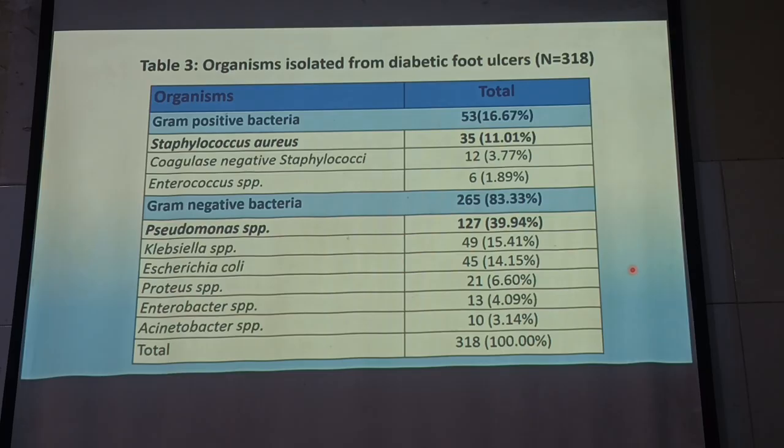Among Gram-positive bacteria, Staphylococcus aureus was the most common, found in 11.01%, followed by coagulase-negative Staphylococci and Enterococcus species. Among Gram-negative bacteria, Pseudomonas species was the most common, found in 39.94%, followed by Klebsiella species, found in 15.41%, E. coli 14%, Proteus 6%, Enterobacter around 4%, and Acinetobacter around 3%.